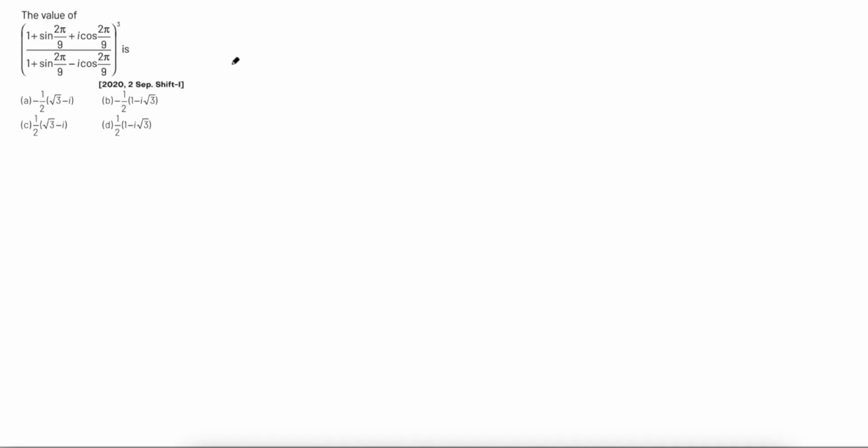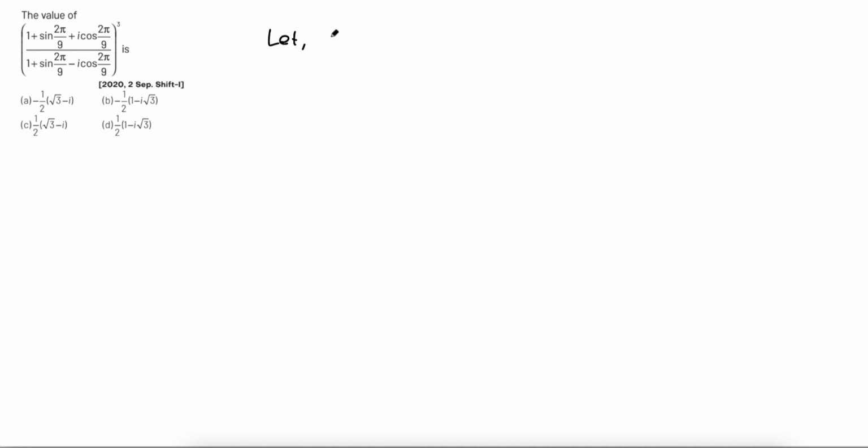So this question is basically calculation based. Whenever this kind of question comes, I always suggest that you don't start directly. See, everywhere the angle is the same, 2 pi by 9. So the first thing you do is assume 2 pi by 9 as theta, so the calculation will become simple.